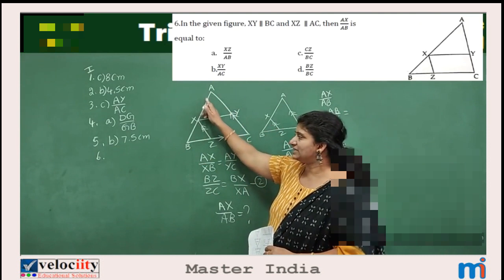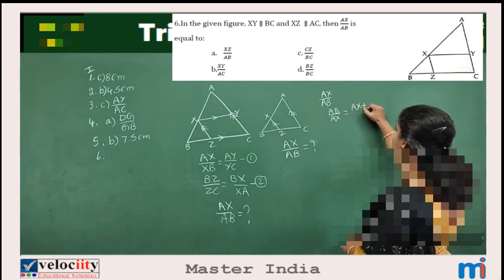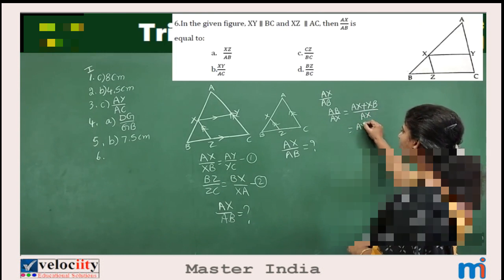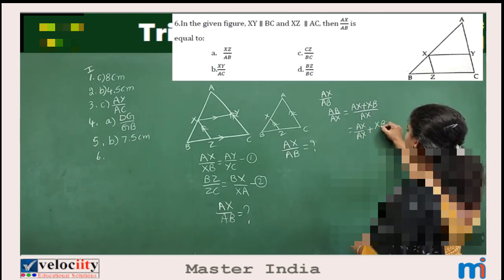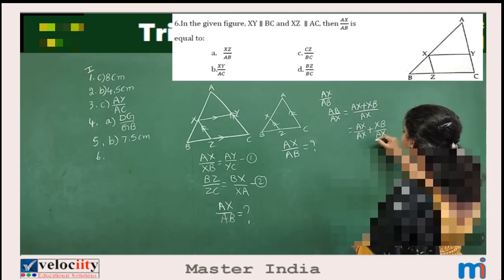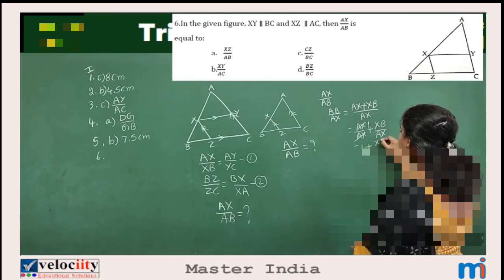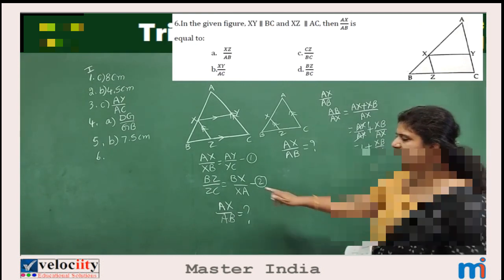AB, you can write it as AX plus XB. AX plus XB by AX. Now split the denominator. AX by AX plus XB by AX. 1 plus, what is XB by AX?